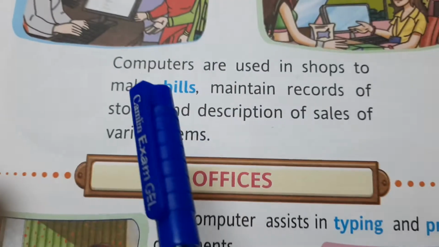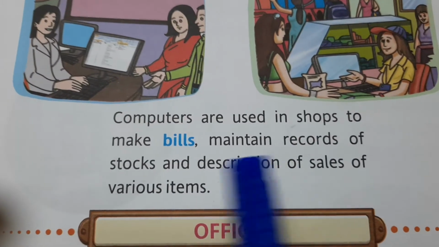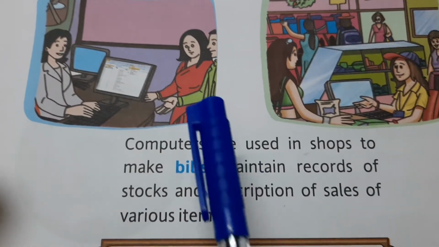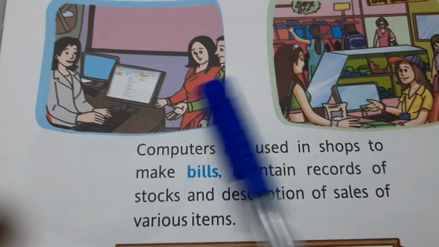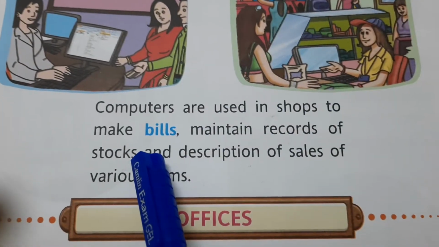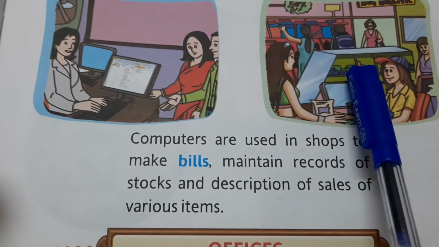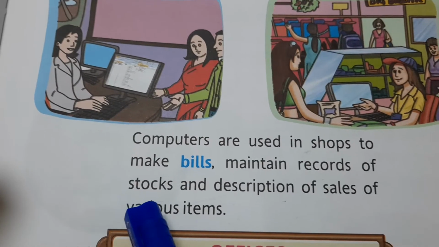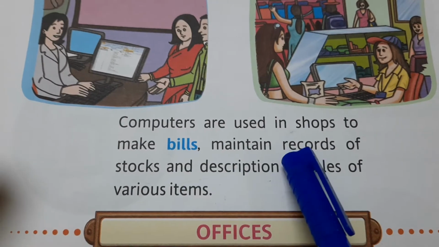So let's start. Computers are used in shops to make bills, maintain records of stocks, and description of sales of various items. Here you can see that computers are being used in both small and big shops. Why are they being used? To generate bills, and to maintain records of the stock, whatever is present in the shop, what is required, what is in excess, what they have bought, what is being sold. So it is used for maintaining the records of that.